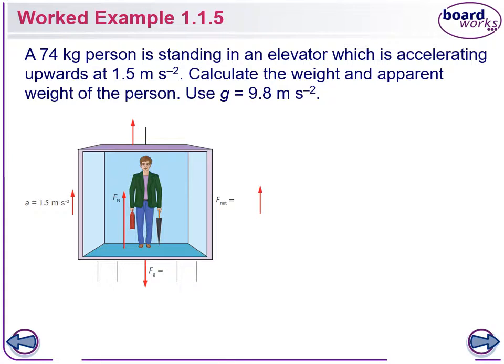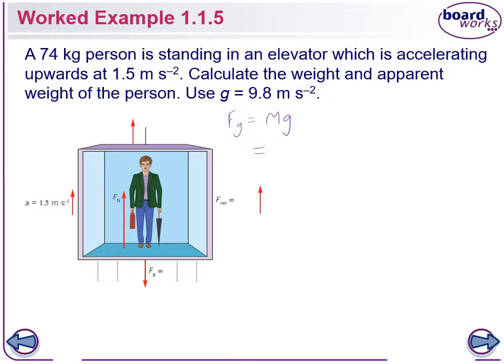So, a 74 kilogram person is standing in an elevator which is accelerating upwards at 1.5 meters per second squared. Calculate the weight and the apparent weight of the person. Use g equals 9.8. All right, so the first bit should be easy. Finding the weight. Weight, remember, is just Fg.